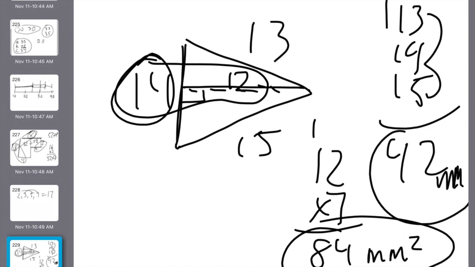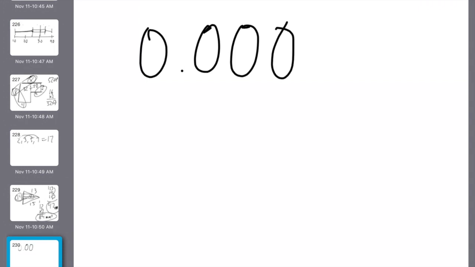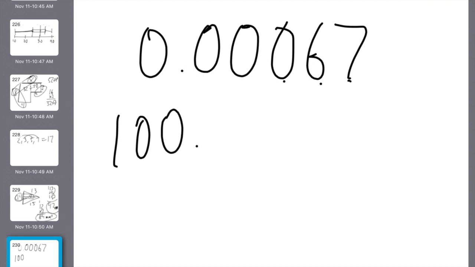Perimeter, area. Number 13. Use digits to write each number. 67 hundred thousandths. So I go tenths, hundredths, thousandths, 10 thousandths, 100 thousandths. Some of you like to work it backwards. You write 67 and you go 100 thousandths, 10 thousandths, thousandths, hundredths, tenths, decimal point, 0. B, 100, 100, and decimal point. 23 thousandths, 23 thousandths, hundredths, tenths. You need to add that 0.